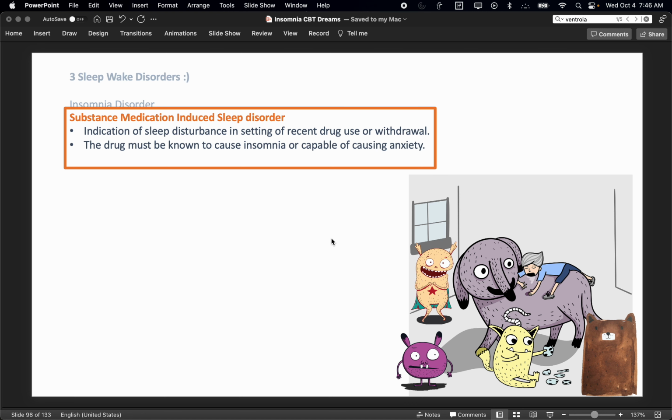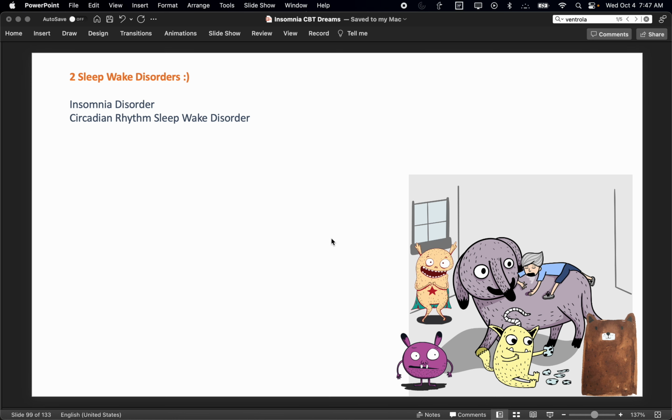Substance medication-induced sleep disorder. So, indication of a sleep disturbance in a setting of recent drug use or withdrawal. The drug must be known to cause insomnia or capable of causing anxiety. So they're drinking, they're smoking pot, they're doing whatever, and it's been weeks, from that time frame, a month or two, you can still call it. Some things can have very long, prolonged sleep disturbances. So alcohol and meth can do that. Like for alcohol, you drink really heavy for years, you stop, maybe it's 6 months or 12 months before your sleep kind of goes back to normal.